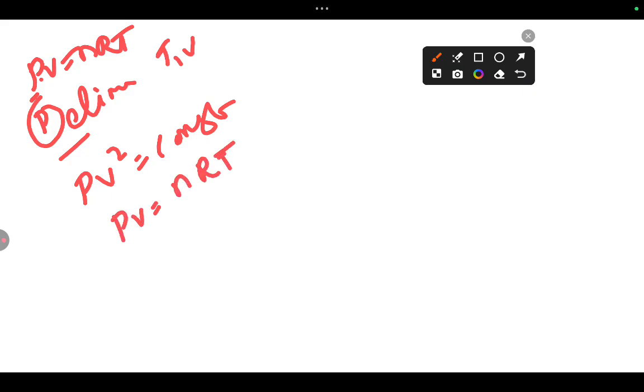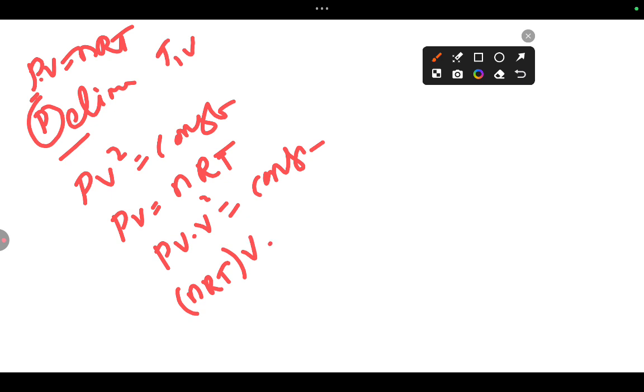Now PV square constant means you can take it as K or something. What is PV? PV is nothing but nRT. So nRT times V equals the constant. Now you understood that one.